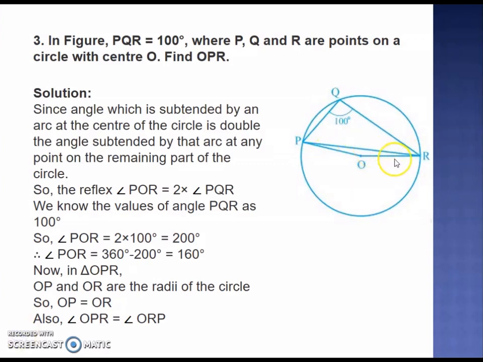If you consider triangle POR, PO and OR are radii of the circle. So this triangle POR will be an isosceles triangle. If it is isosceles, these two angles will be equal: this angle OPR and this angle ORP. These two angles will be equal because they are angles opposite to equal sides.